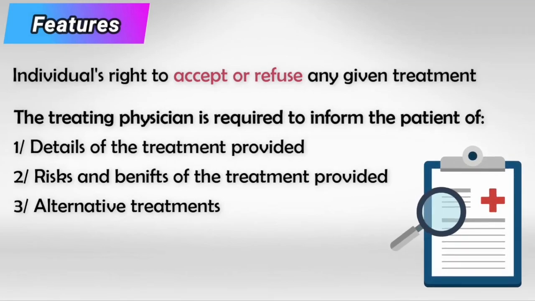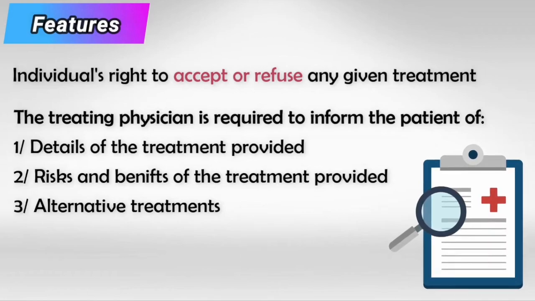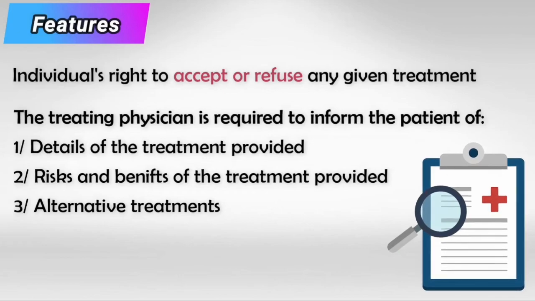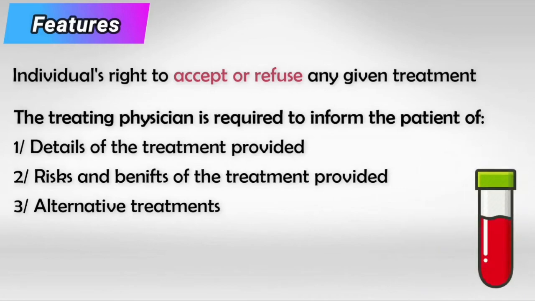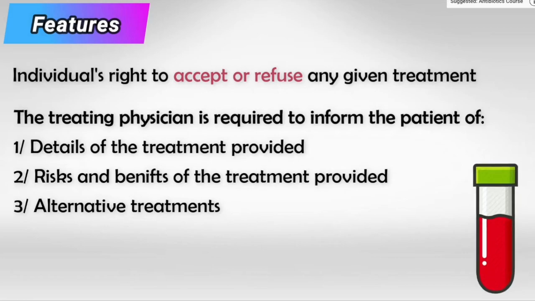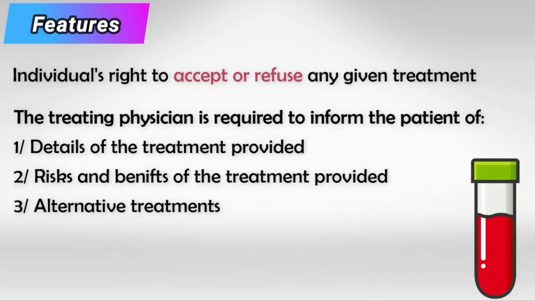And they should make the decision of whether or not to accept or refuse the treatment without any influence from the physician. So the physician should not sway the patient's decision and alter it. For example, let's say that we took a blood sample from a patient who was complaining of fatigue, and we saw very low platelets and RBCs with very high WBCs. This is highly suspicious of leukemia.